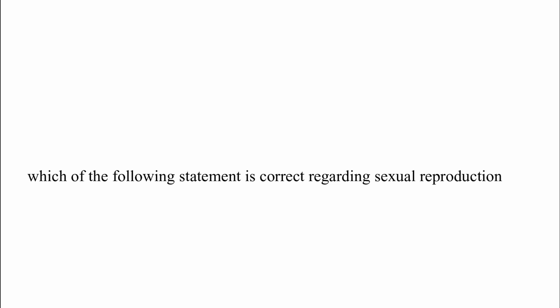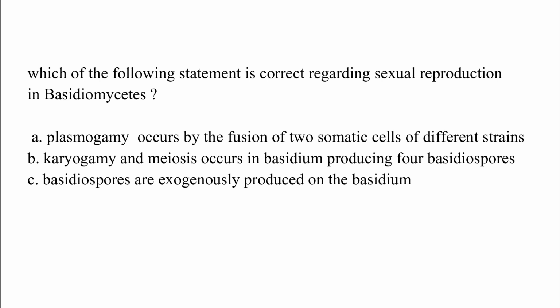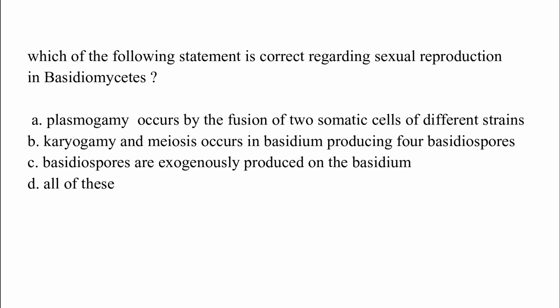Which of the following statements is correct regarding sexual reproduction in basidiomycetes? Options are option A, plasmogamy occurs by the fusion of two somatic cells of different strains. Option B, karyogamy and meiosis occur in the basidium, producing four basidiospores. Option C, basidiospores are exogenously produced on the basidium. Option D, all of these. The correct answer is option D, which is all of these.